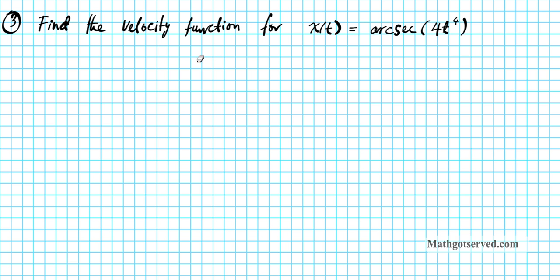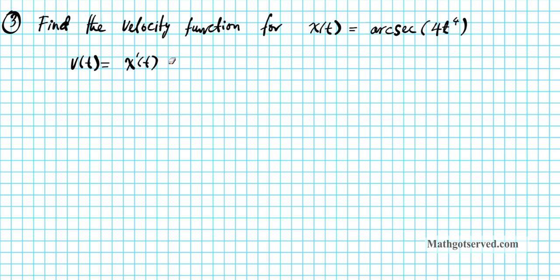Okay? So remember, if you want to find the velocity given the position, you're going to just differentiate the position function once. All right? So v of t is basically x prime of t. So what this problem is doing is asking us to differentiate this function once.